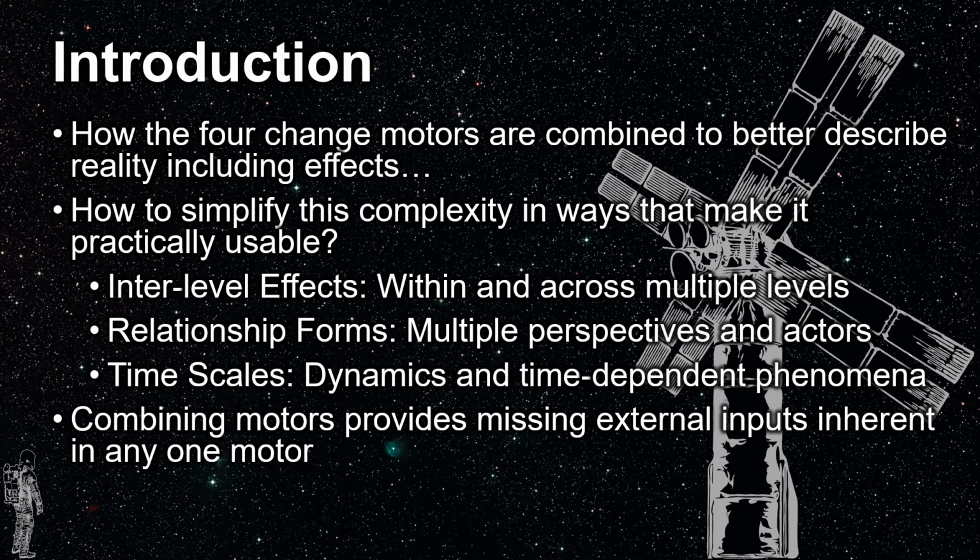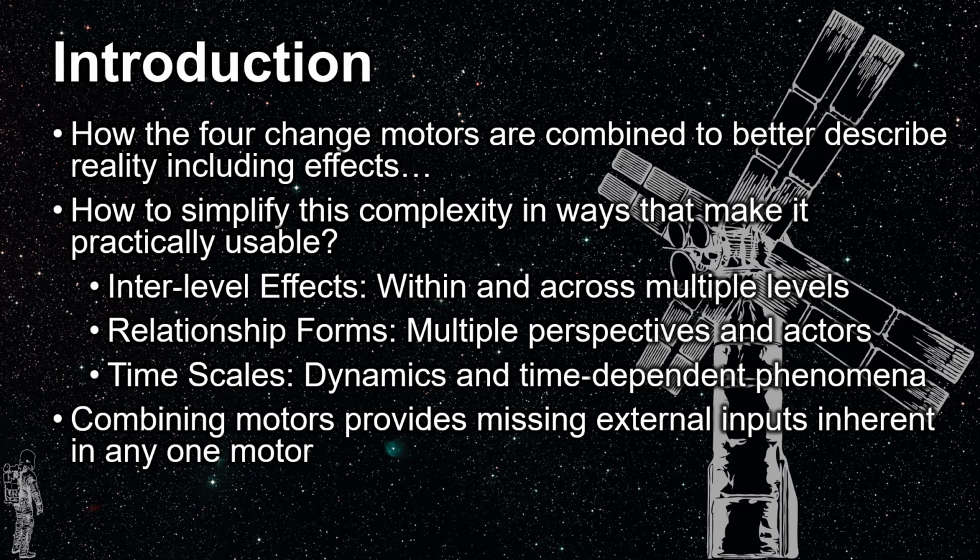This chapter was written by the two editors of the handbook and describes how the four motors of change that we introduced way back in Chapter 1, including the evolutionary motor, the dialectic motor, the life cycle motor, and the teleologic motor, how they all get assembled into complex arrangements that better describe the realities of organizational change and innovation, better than any single motor on its own.